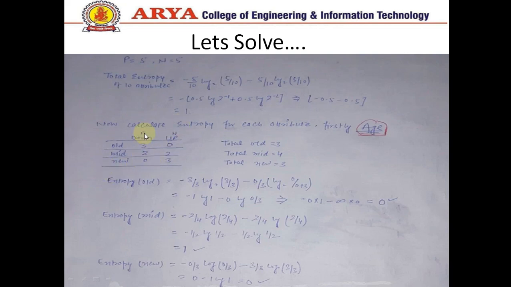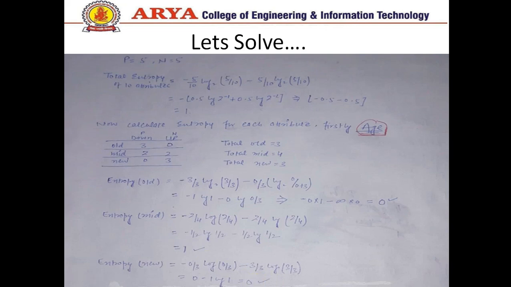So we segregate the data into old, mid, new. Here you can see old, mid, new. For old we have 3 down and 0 up. In case of mid we have 2 down, 2 up. In case of new we have 0 down and 3 up. So total old are 3, total mid are 4 and total new are 3.